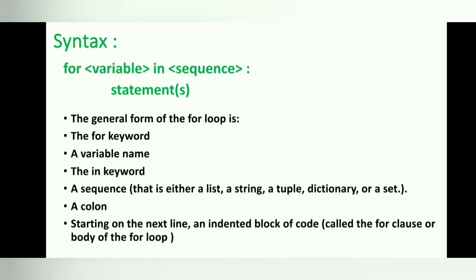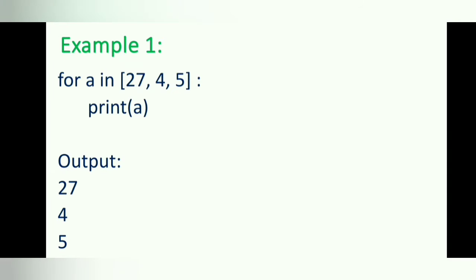Syntax: for variable in sequence colon statement. The general form of the for loop is the for keyword, a variable name, the in keyword, a sequence that is either a list, a string, a tuple, a dictionary or a set, a colon, and starting on the next line, an indented block of code called the for clause or body of the for loop.